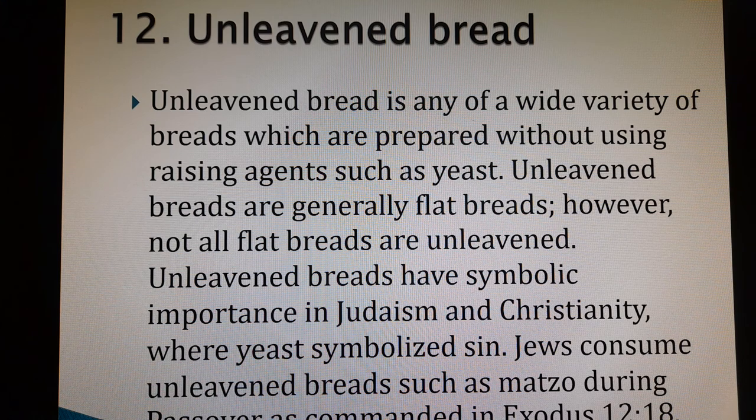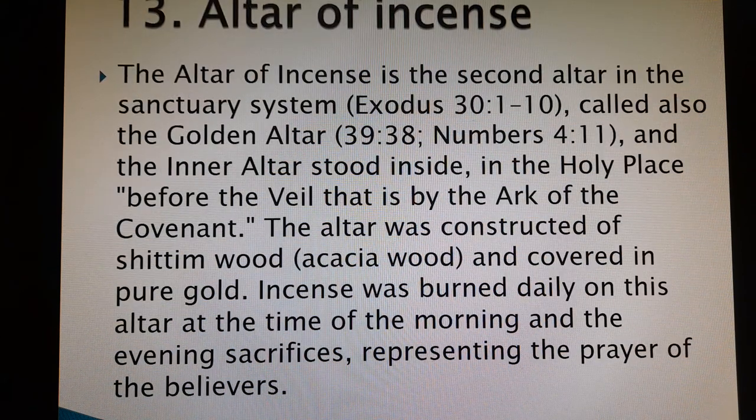Unleavened breads have symbolic importance in Judaism and Christianity, where yeast symbolized sin. Jews consume unleavened breads such as matzo during Passover, as commanded in Exodus chapter 12. Since yeast symbolized sin, unleavened bread symbolized the purity of the believer coming to the Passover ceremony.